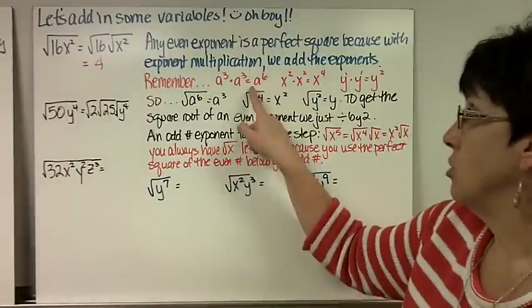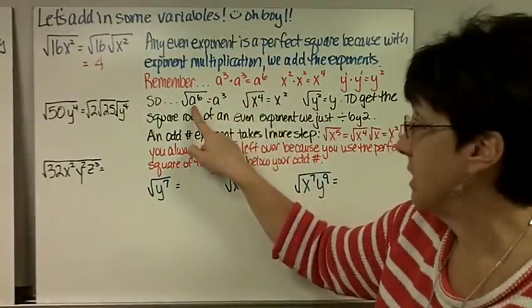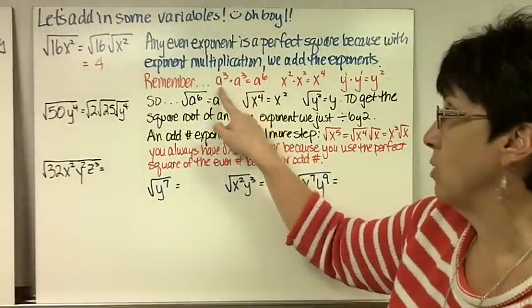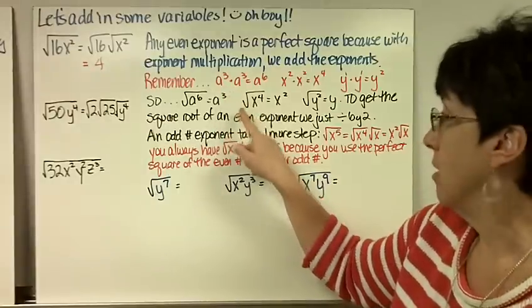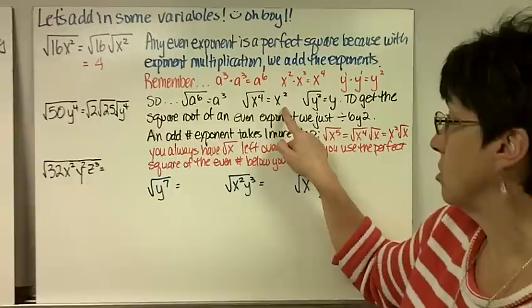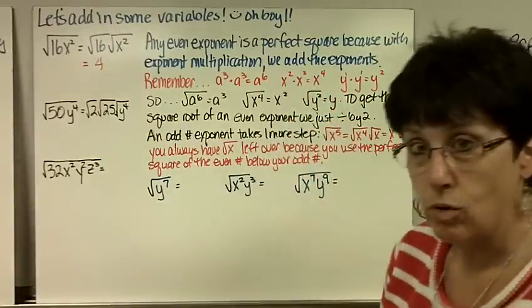So to undo this problem, the square root of a to the 6th is half of that, a to the 3rd, because in order to get it, we just added itself. The square root of x to the 4th is x squared, because in order to get x to the 4th, we just added the exponents.